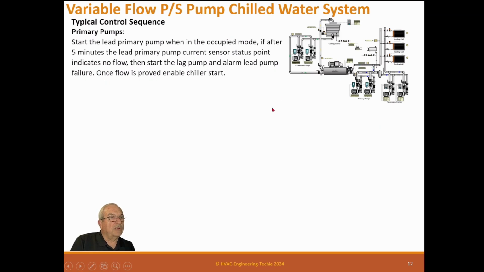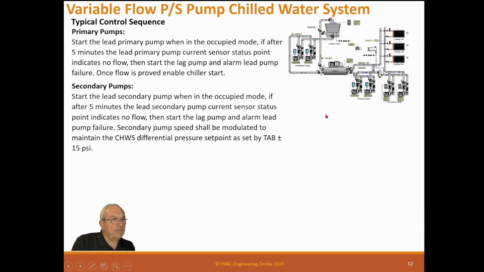Primary pump. Start the lead primary pump when in the occupied mode. If after 5 minutes the lead primary pump current sensor status point indicates no flow, then start the lag primary pump and alarm lead pump failure. Once the flow is proved, enable the chiller start. Secondary pump. Start the lead secondary pump when in the occupied mode. If after 5 minutes the lead secondary pump current sensor status point indicates no flow, then start the lag pump and alarm lead pump failure.